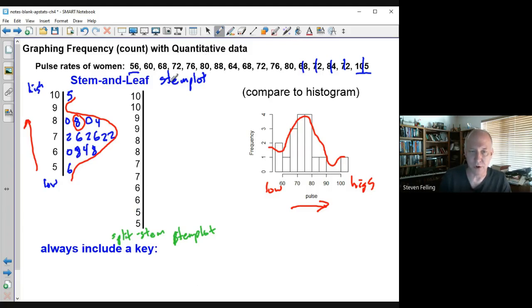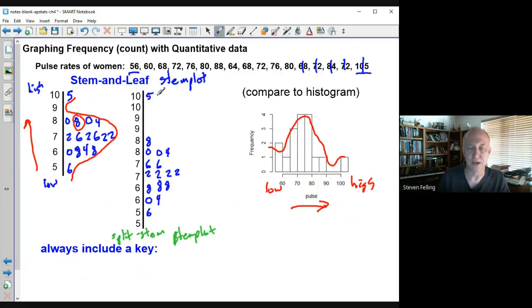So displaying that the same, I'll build one using the same data here. 56 would appear in the upper half of the 50s. The 60 would be in the lower of that. 68 would be here. 72, 76, 80, 88, 64 would be in the lower half. Let's see, 68 is in the upper half. 72, 76, 80, 68, 72, 84, that's the lower half, 72, and 105. So if we go 0, 1, 2, 3, 4 in the lower half, the 5 has to appear in the upper half.